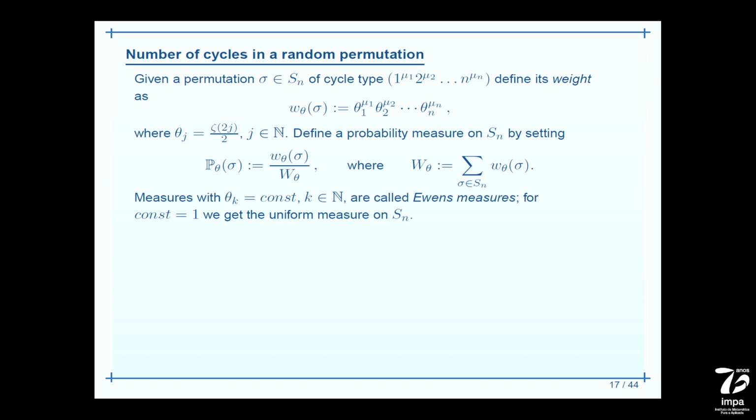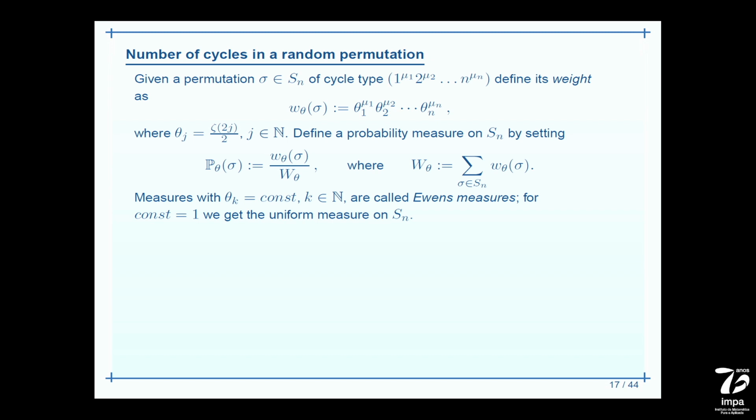If the cycle type of a permutation is mu1 cycles of length 1, mu2 cycles of length 2, etc., I associate to my permutation this number. I take certain parameters, which I fix once and for all: theta1 power mu1, theta2 power mu2, etc. So the parameters are like this: it's zeta of 2g divided by 2.